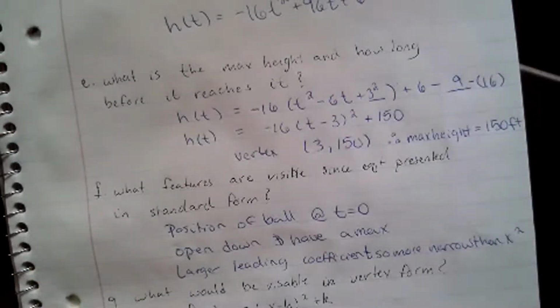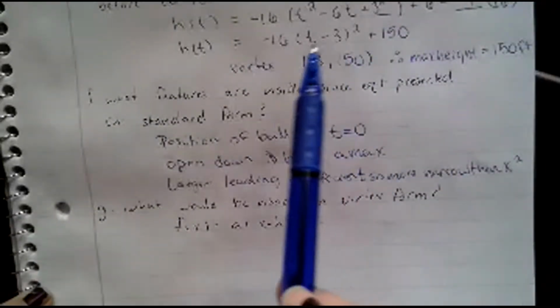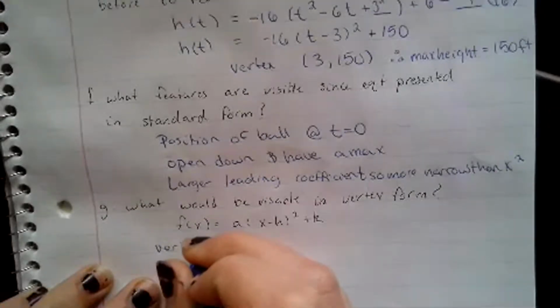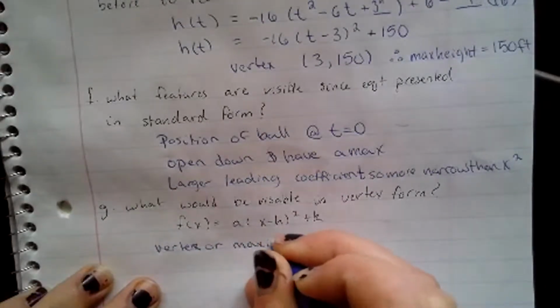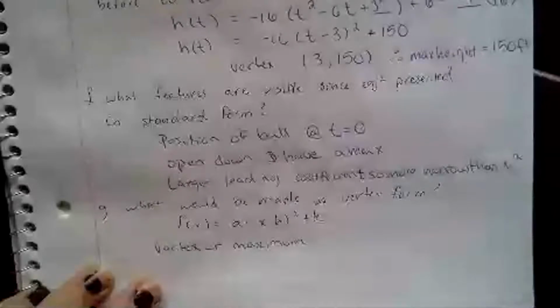All right, so what would be visible in vertex form? So vertex form is what we found. I want to make it so you can see it. It's what we found right here. Well, obviously the vertex, right? Vertex or maximum. Super easy to spot. Also the end behavior, the leading coefficient still tells us that.